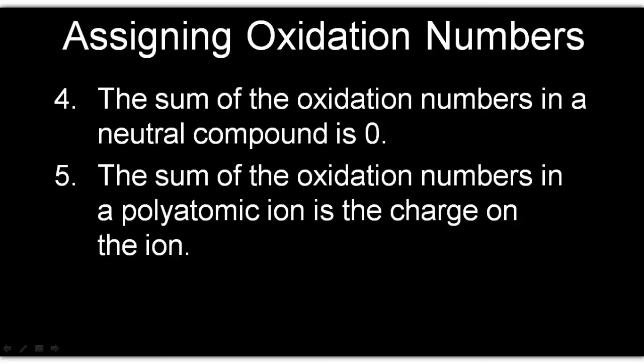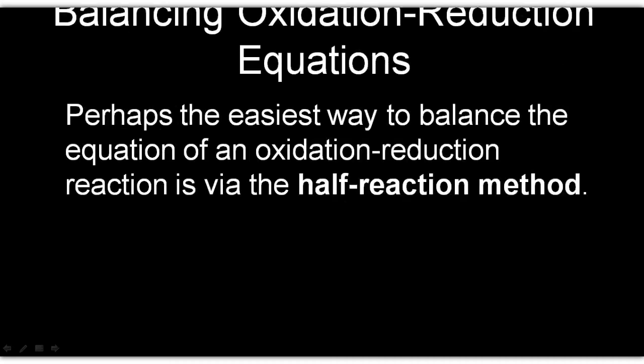All the numbers added up, if it's neutral, have to add up to 0, so the pluses and minuses cancel. And the sum of these numbers for a polyatomic ion will equal the charge. As an example, with sulfates, putting these all together, sulfur in this case is a +6 to give us the total of -2.